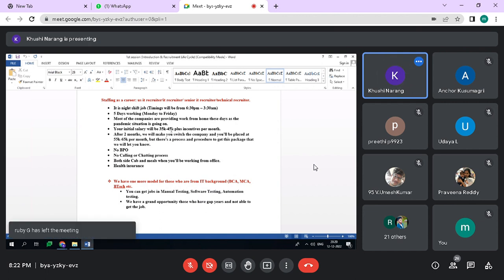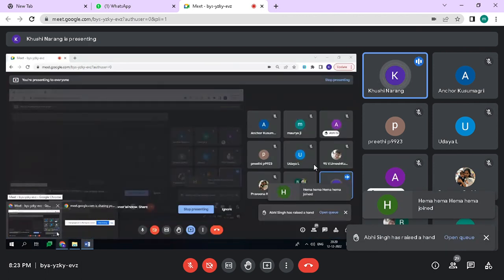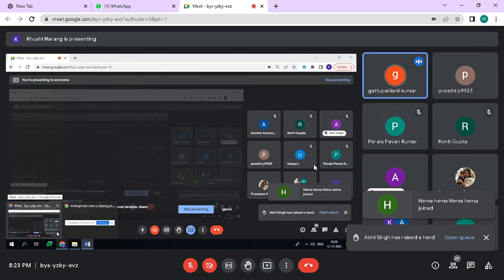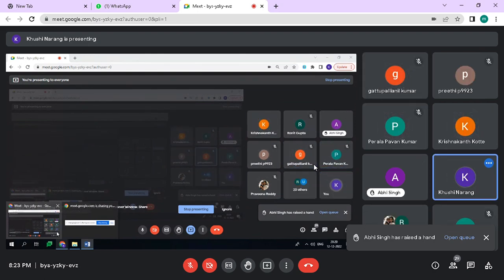It is no BPO, and no calling or chatting process is going to be there. Both-side cab and meal facilities are provided if people are working from office, along with the benefit of health insurance. Clear, everybody? Yes, ma'am, it's clear. Any doubt as of now? Yes, ma'am. Clear.